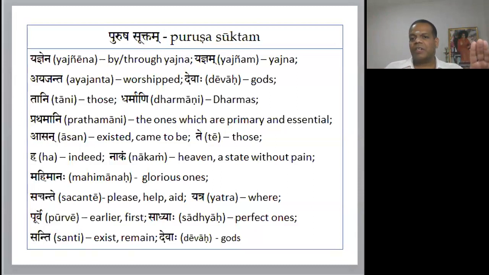So we are trying to go back to that original state. Okay. We are all clean. We get dirty. We have to clean ourselves and become pure again. You know, that kind of a meaning.